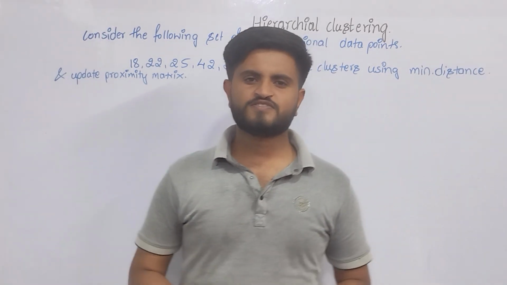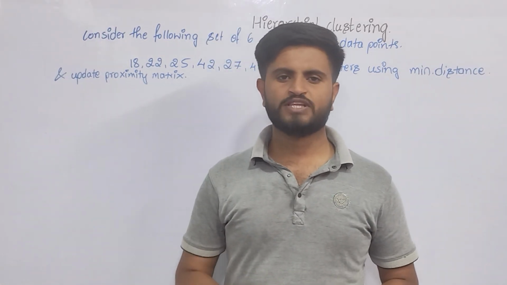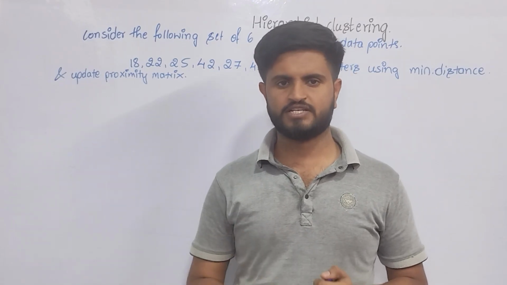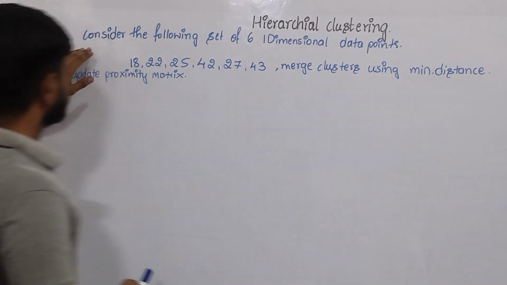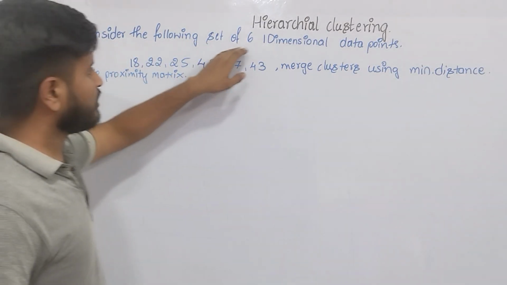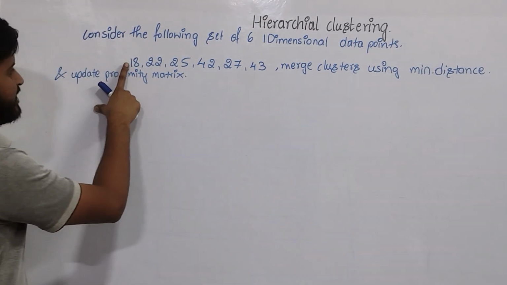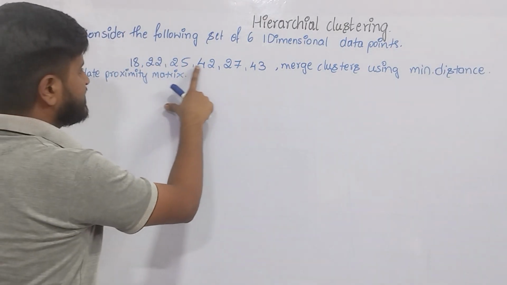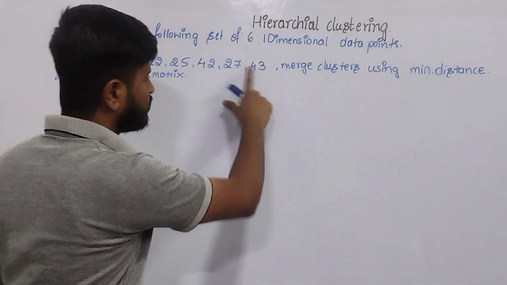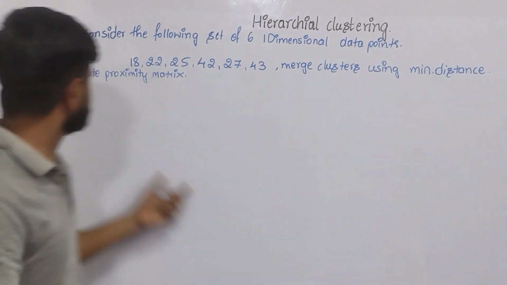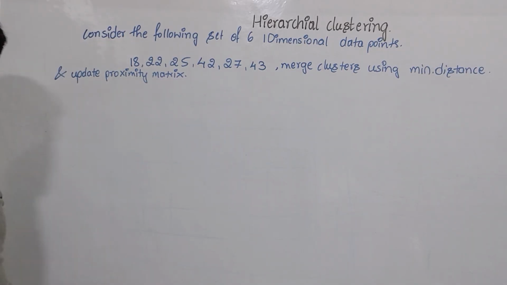Hello everyone, in this video let's discuss how to solve the hierarchical clustering problem in artificial intelligence and machine learning. Consider the following set of 6 one-dimensional data points: 18, 22, 25, 42, 27, 43. Merge the clusters using the minimum distance and update the proximity matrix.